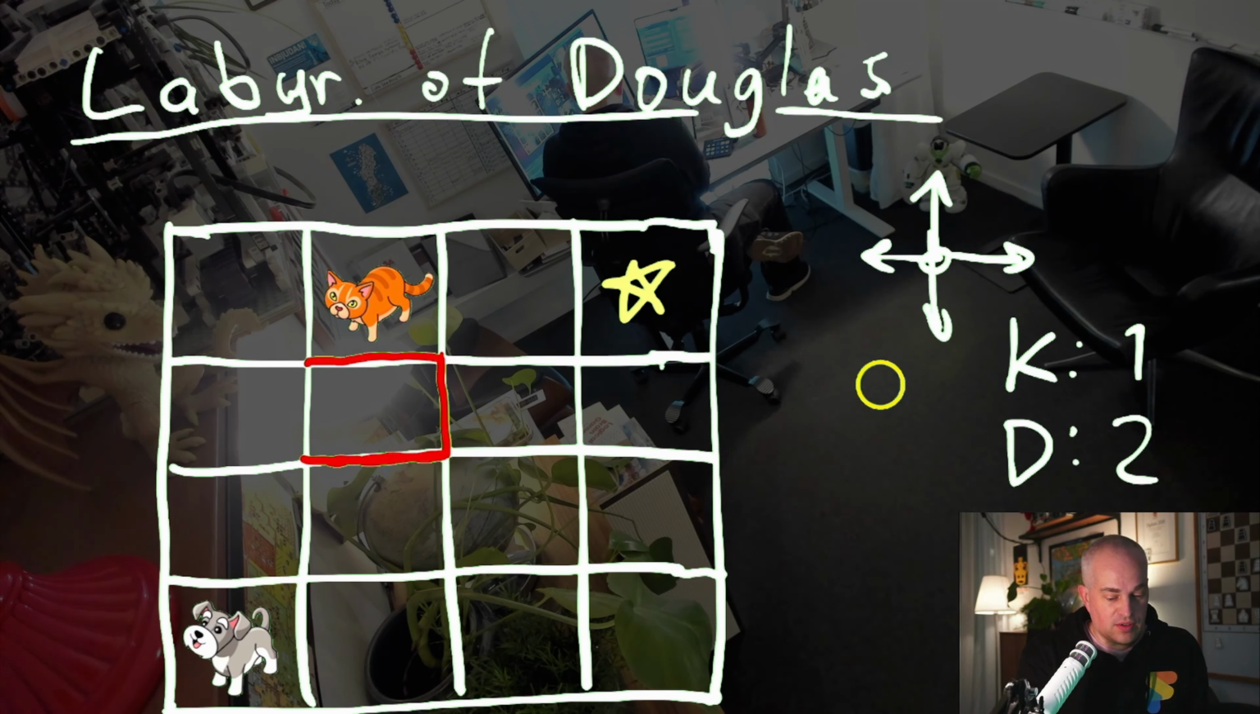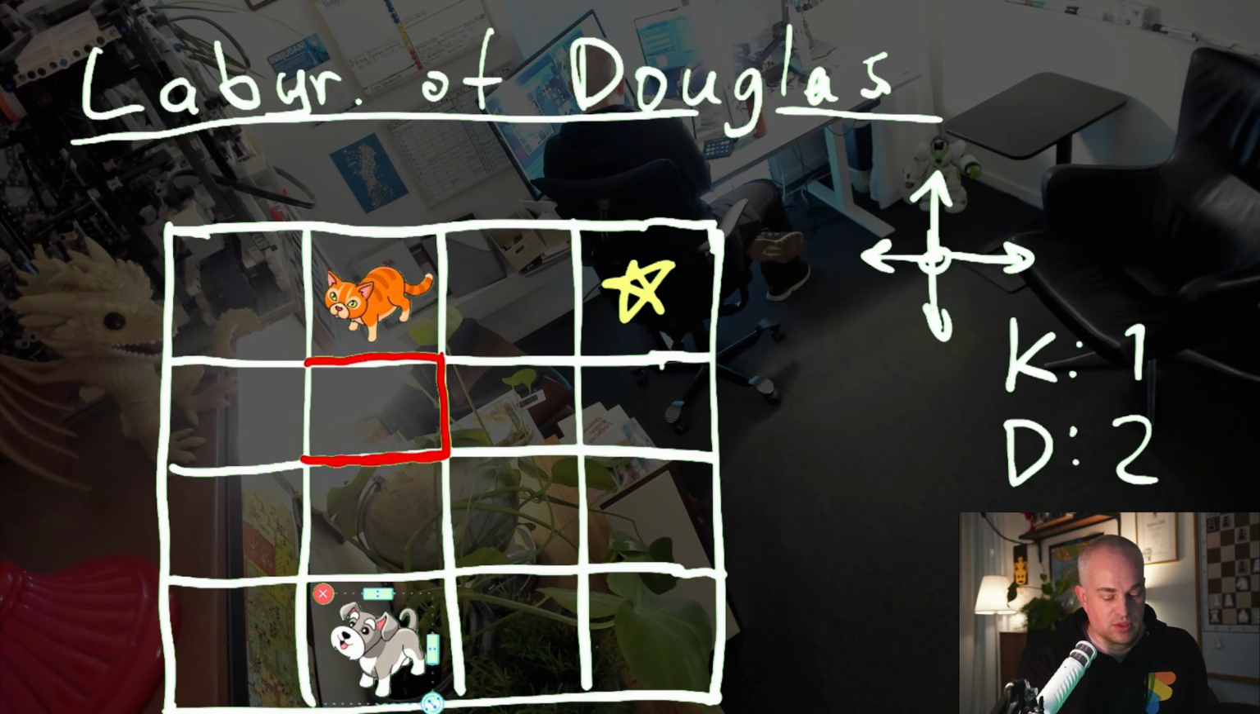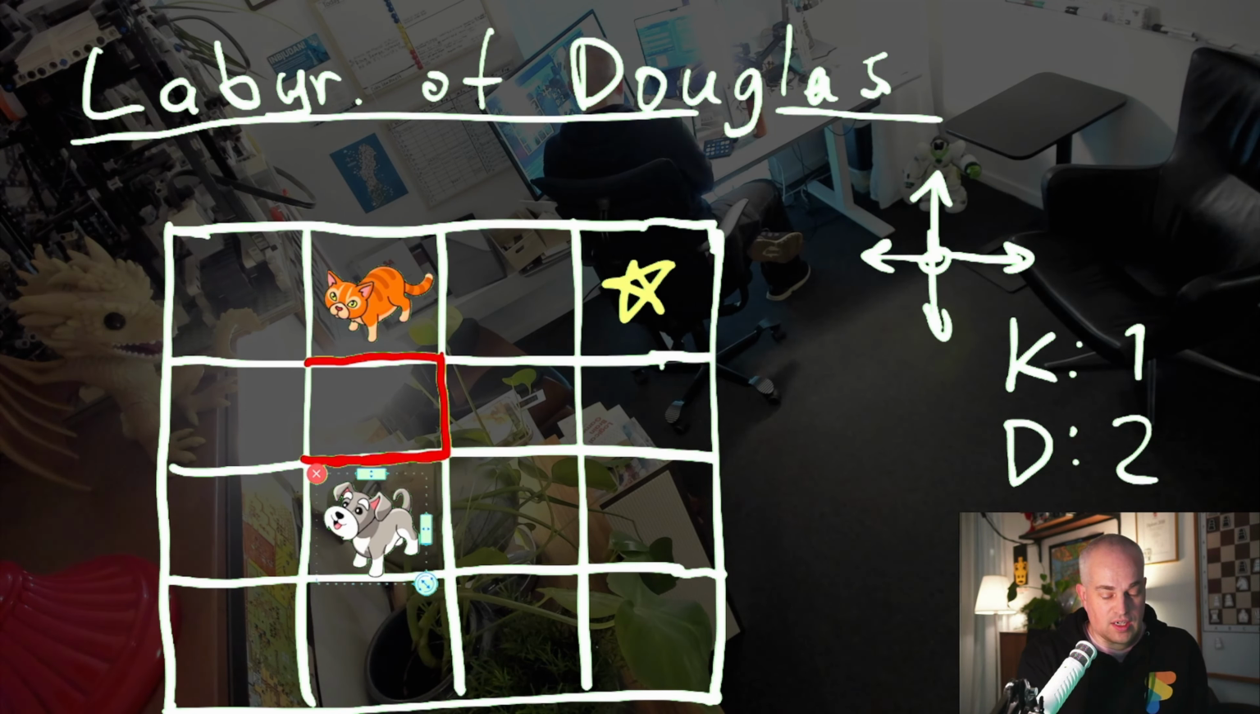So what happens here? If Katniss moves one step to the right, then Douglas will check: can I move closer horizontally? Yes, then he will do that. In the second step he takes in the same move, he will check horizontally again, but he can't get any closer. He's on the same x-coordinate as the cat. So then he will check vertically: can I move closer vertically? And yes, he can. So he will move there.